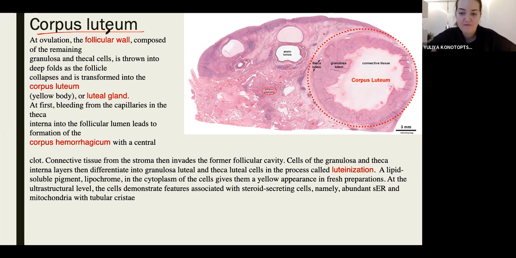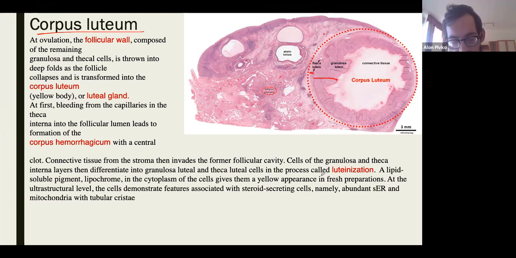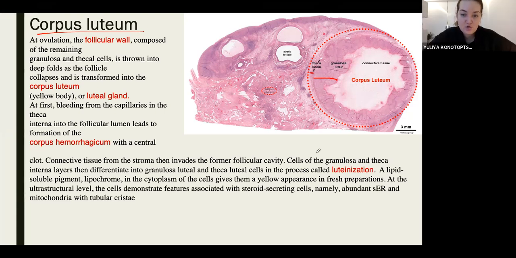So Graafian follicle after ovulation becomes corpus luteum, and corpus luteum consists of two things. It consists of theca interna and granulosa cells, but they have already differentiated. They become theca lutein cells and granulosa lutein cells. Why? Because they're super, super high LH. Why is there super high LH? The LH surge, which caused ovulation. Exactly, because LH surge causes ovulation. So you have so much available LH.